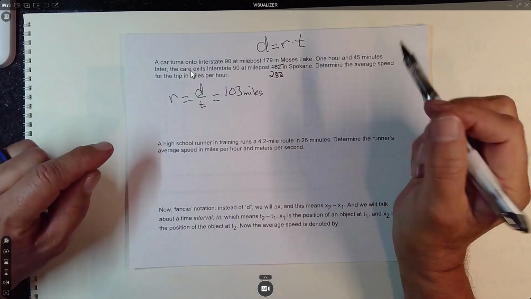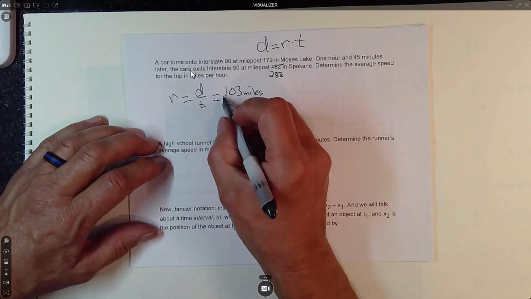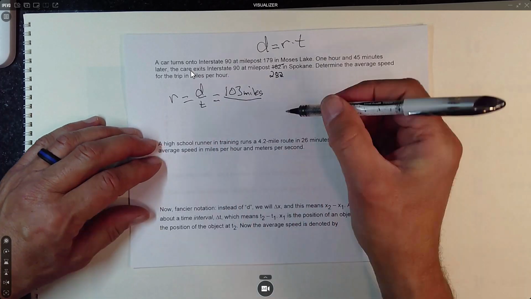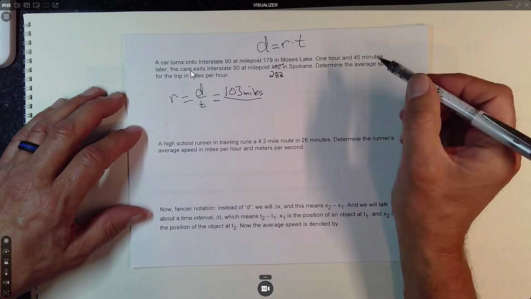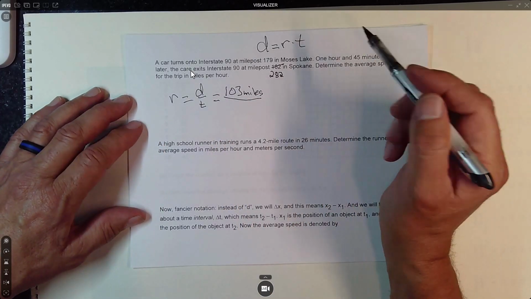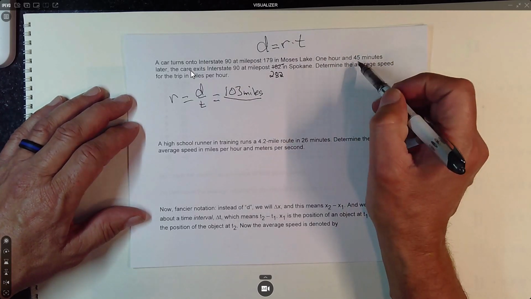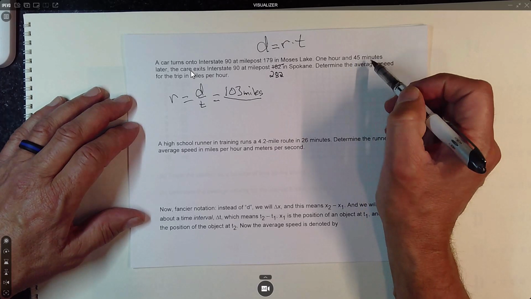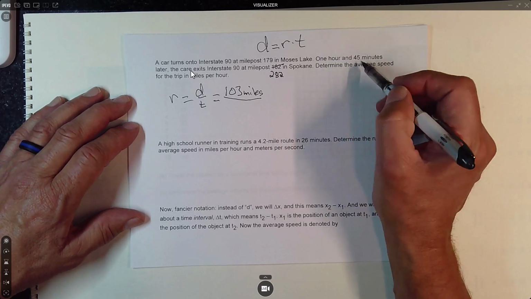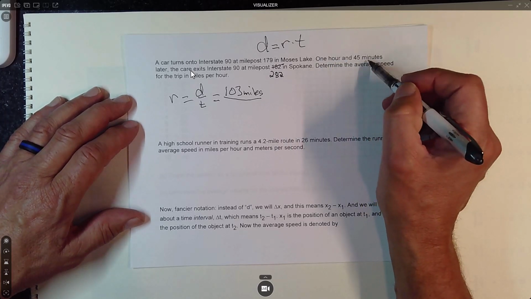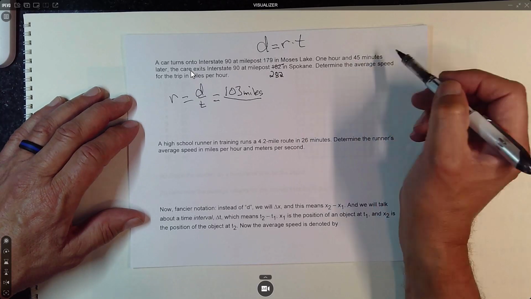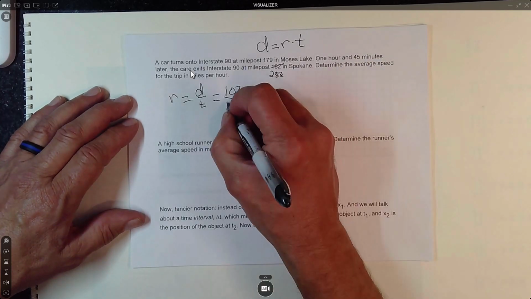And I want to do a little bit of unit conversion here just to show you how to do it. But to determine the average trip in miles per hour, I know that 1 hour and 45 minutes happens to be, an hour is 60 minutes. So this would be 60 plus 45, it'd be 105 minutes.